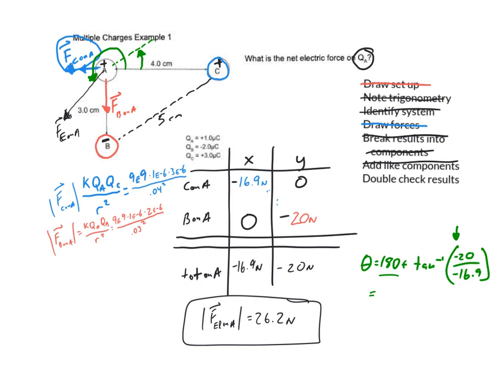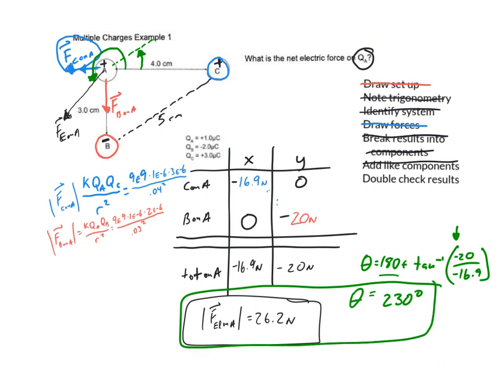So it'll be 180 plus inverse tangent of negative 20 divided by negative 16.9. Gives me a total result of 230 degrees. And that fits, looks like approximately 230 degrees. There you go. Results double checked.